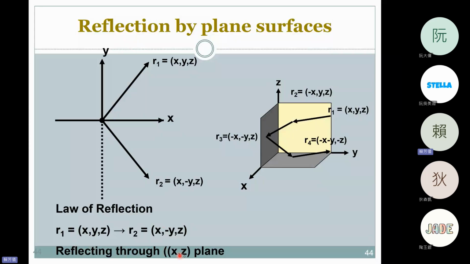This is a reflection through the XZ plane. In the right-side figure, when the R1 position is X, Y, Z, after the first reflection the image will change to minus X, Y, Z, and the second reflection will change one more direction. Then the image will become minus X, minus Y, and Z, and after another reflection the position will become minus X, minus Y, minus Z.